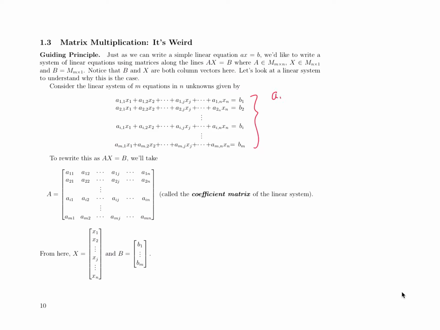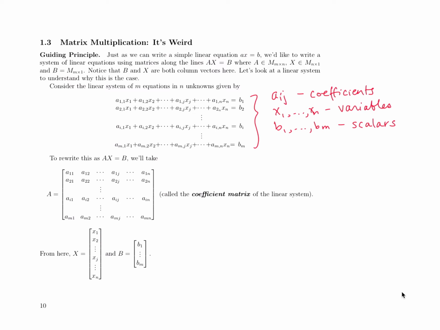We've got the aij's, those are our coefficients. We've got x1 through xn, those are our variables. And we've got b1 through bm, those are the scalars on the right side of our system of linear equations. So all the x's live on the left, all the scalar b's live on the right, and the coefficients are the things that go along with the x's.